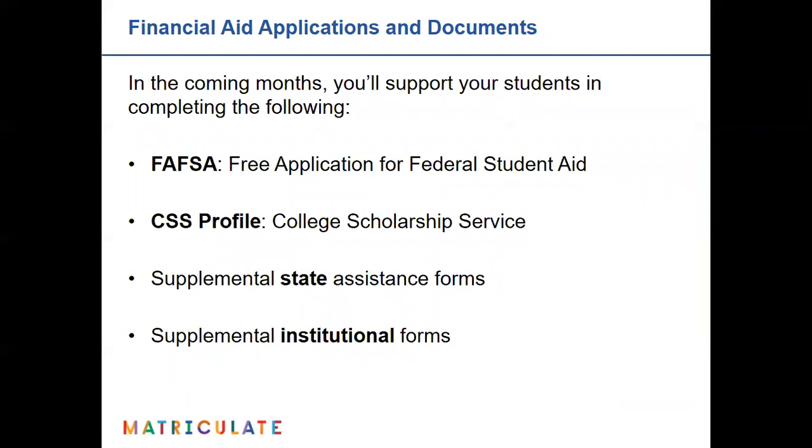In the coming months, you'll be supporting your students by helping them complete the following documents. There is the FAFSA, which is the Free Application for Federal Student Aid, and the CSS Profile, which is run by the College Board, the College Scholarship Service. There will be supplemental state assistance forms, which vary by state, and then lastly, supplemental institutional forms, which, as you guessed it, vary by institution.